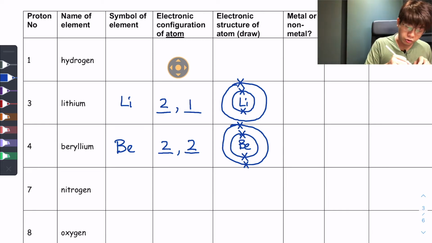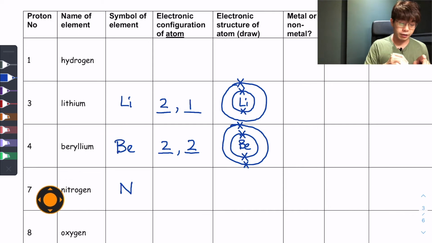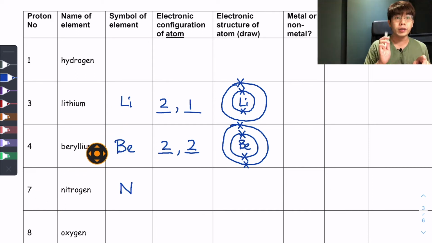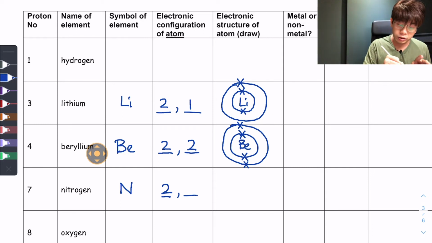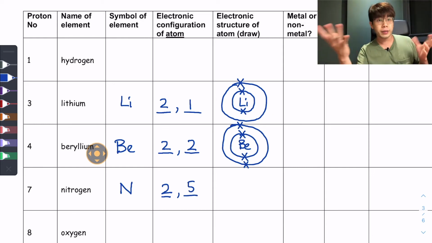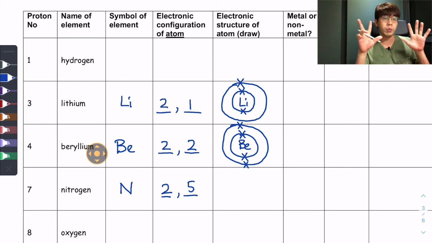Nitrogen. So the nitrogen symbol is N. And because nitrogen has a proton number of 7, therefore, the number of electrons is also 7. So for those who are very quick with math, you should know that the first shell is 2 and the second shell has a remaining 5. Can the second shell hold 5? Yes, definitely, because the second shell can hold a maximum of 8.